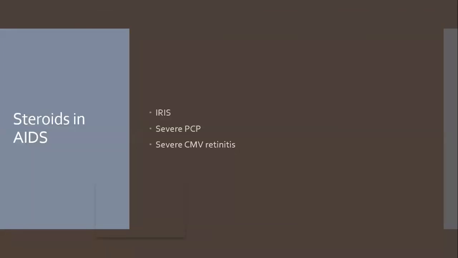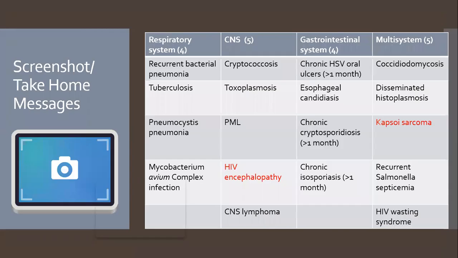Steroids in AIDS: we can give steroids in IRIS, severe infections, severe CMV retinitis, oral candidiasis, and esophageal candidiasis. So despite so many technical things, if we have to remember one thing from today's class, it is that in HIV there are 2 serotypes, HIV1 and HIV2.